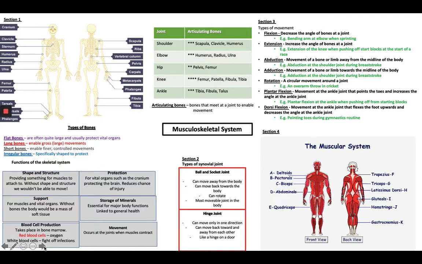Section 1 at the top left, you have a labelled diagram of the skeleton. It is vitally important that you know the location and names of all of these major bones in the body. It may look like a lot, but you need to know them.